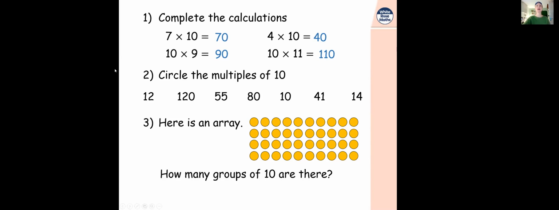At question 2, it says circle the multiples of 10. The multiples of 10 are numbers that are in the 10 times table. Pause me for a minute, look at all the numbers that are in front of us. There's 7 there, and see which ones of those are in the 10 times table.